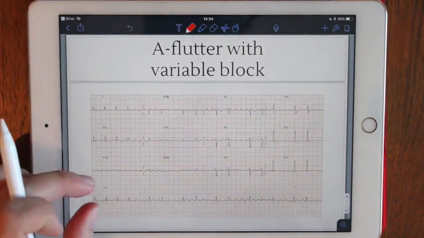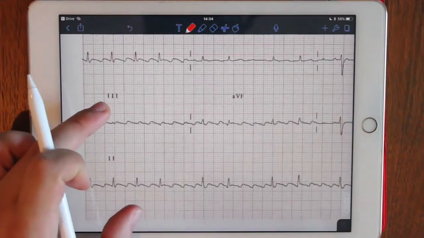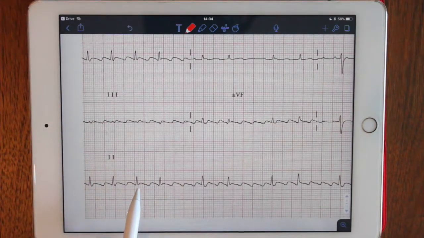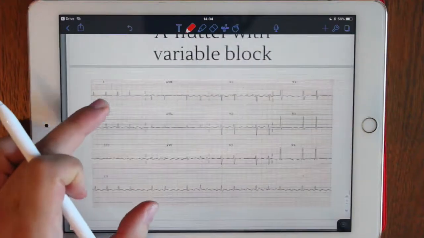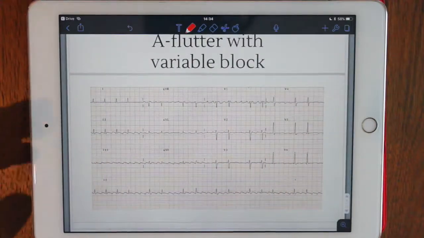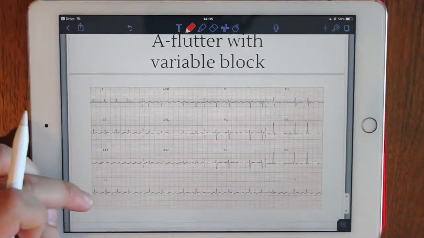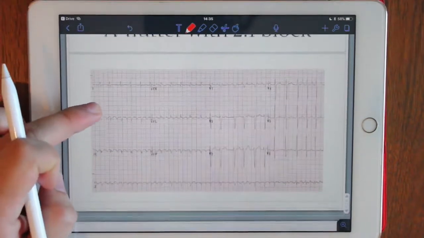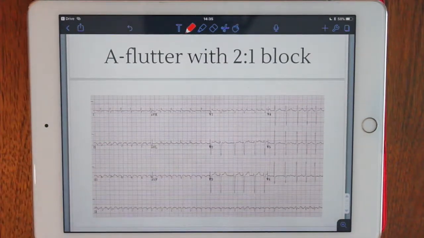Here's an A flutter with variable block. Let's zoom in here. So here we have a 3:1 block, and here we have a 5:1 block. 3:1, 5:1. Okay, so this is what we were talking about before, not having a fixed ratio of transmission through the AV node. And here we come to a tracing with 2:1 block.